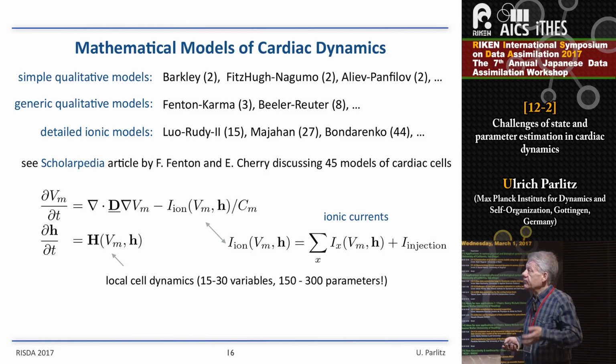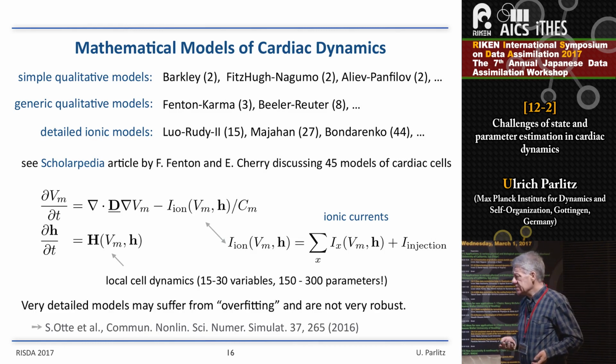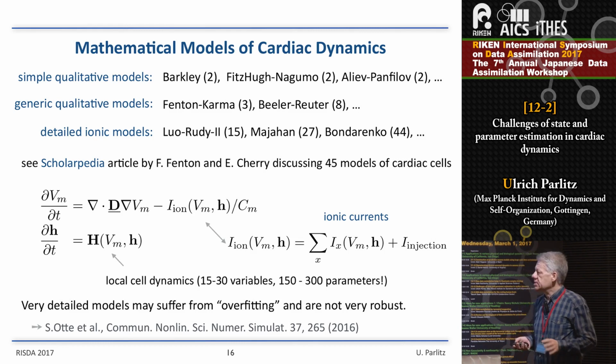And as I said, in the case of ionic models you have 15 to 30 or even more variables, and 150 to 300 parameters in these models. This large number of parameters in particular could be a problem in the sense of overfitting, and the models are maybe not so robust. We did a study with such a model, and we did a detailed bifurcation analysis, and we found that there are many parameters. If you change them just a little bit, you have a bifurcation in the model, and the dynamics is completely different. So this has to be considered carefully, I think.